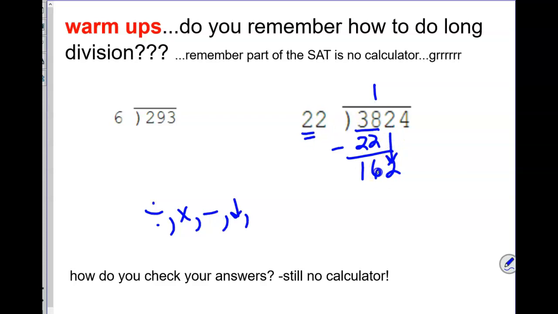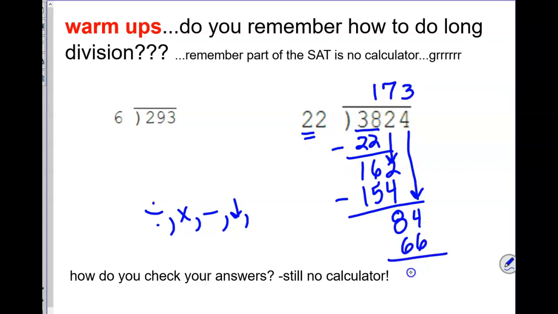Now we're going to go back 22 into 162. Well, 2 times 8 is 16, but I don't think that's going to work, so 7. 7 times 22, anybody? 154. And subtract is 8. Bring down this guy. 4 times that would be 88. It's not going to go 4 times, so we'd have 3, which is 66. And I think that subtracts to 18. Anybody checking me? All right, we need to talk about how you write that. Did I subtract right?